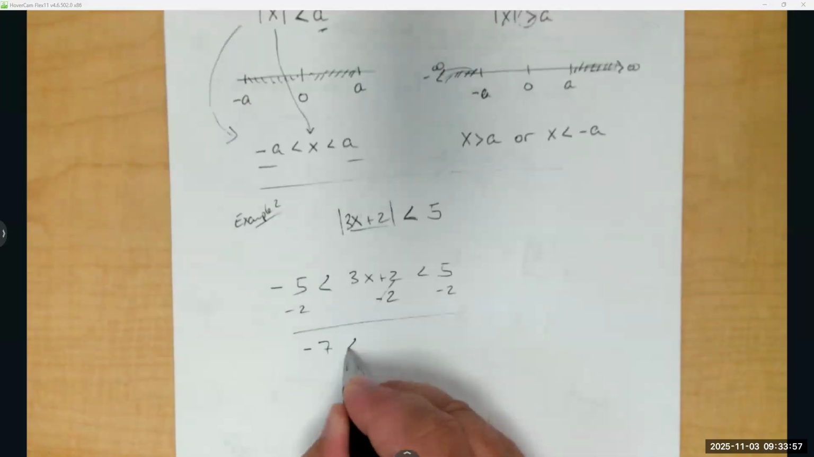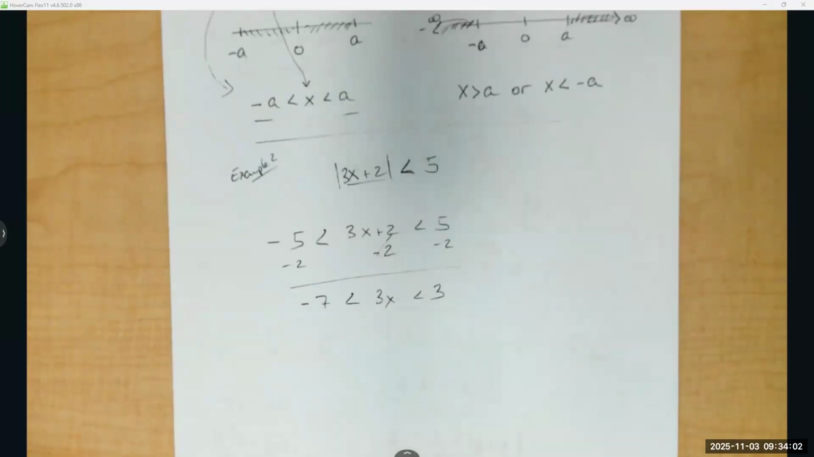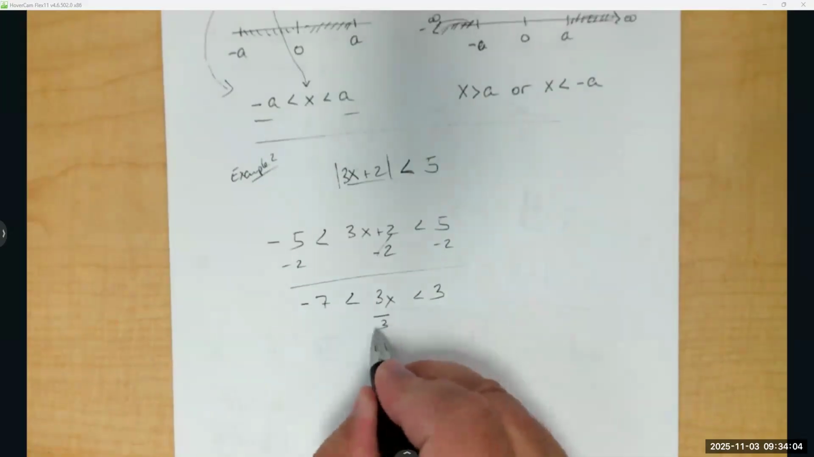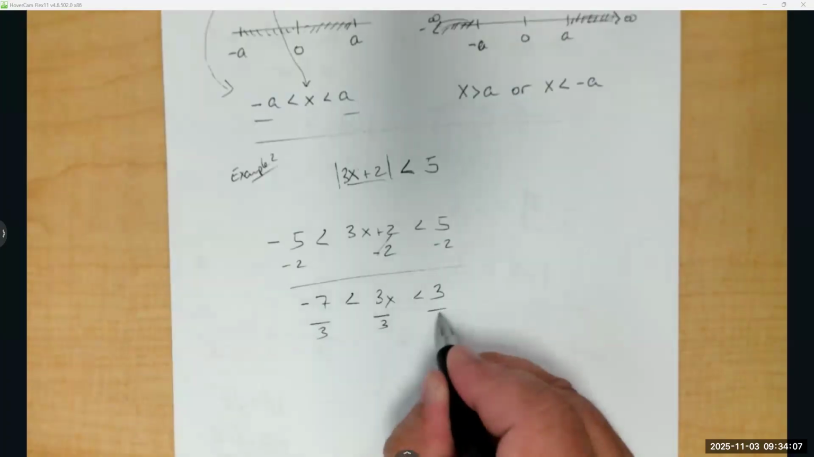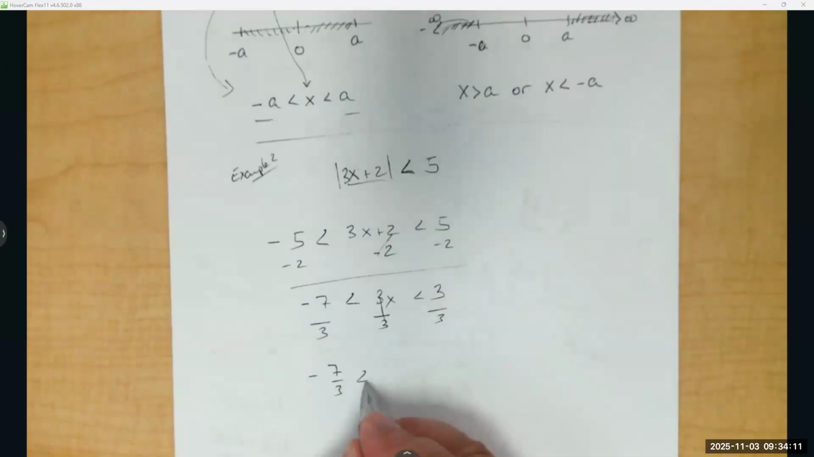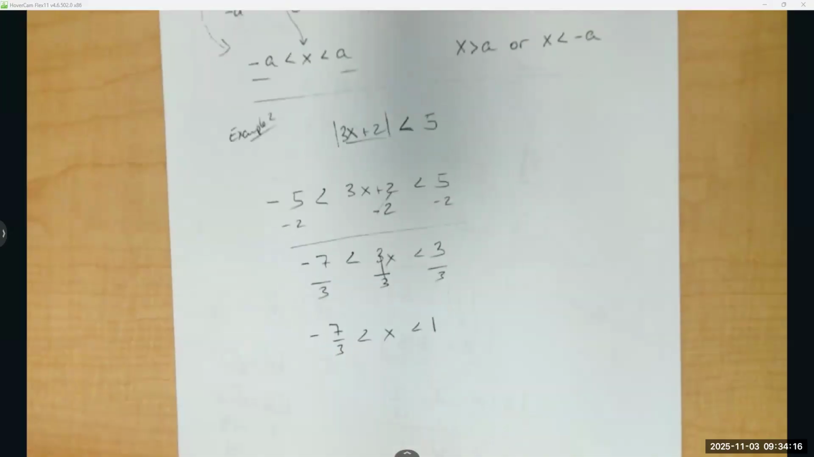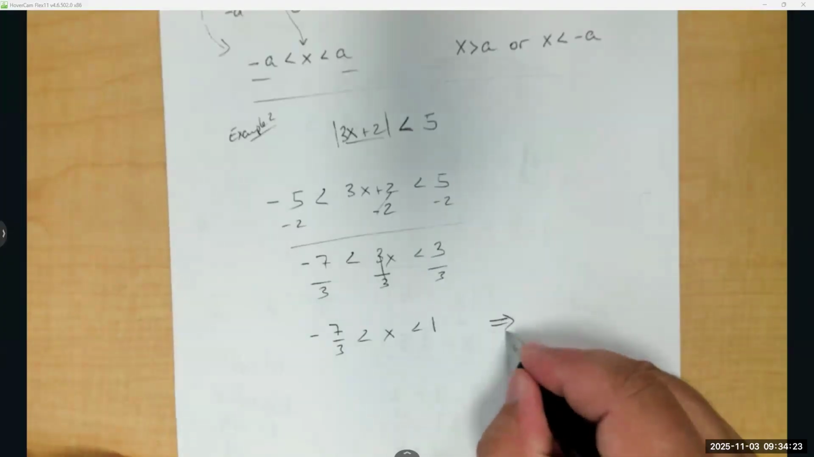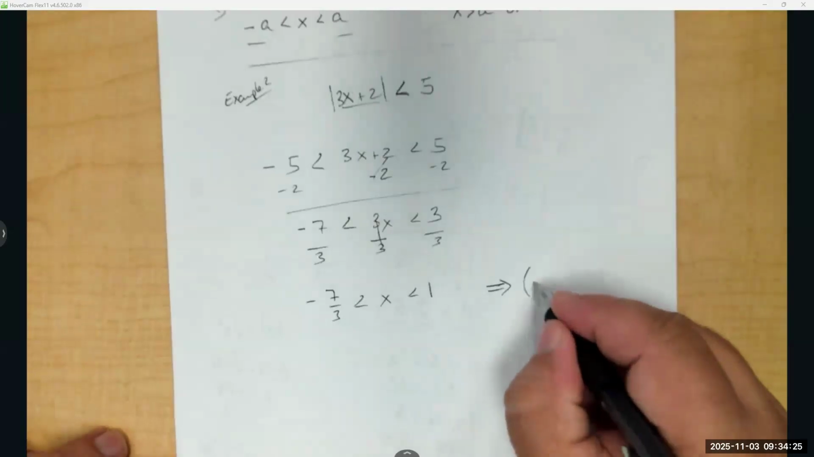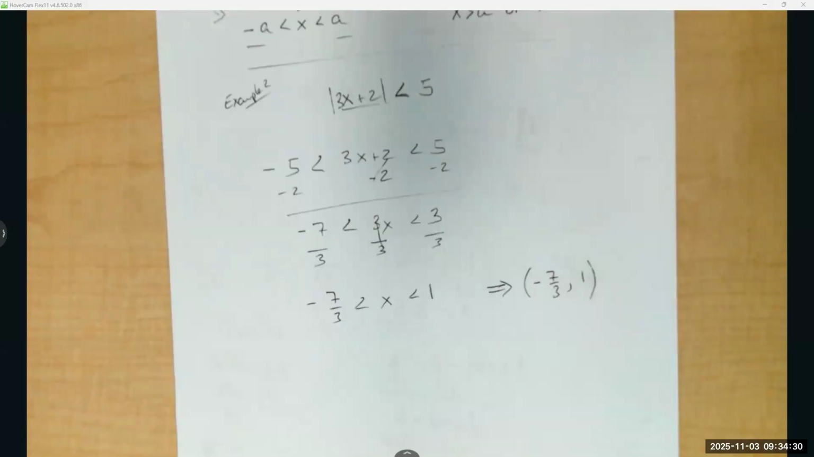So it's -7 is less than 3x is less than 3. Divide by 3. So it's -7/3 is less than x is less than 1. Remember, we can also put it this way, since they're inequalities.